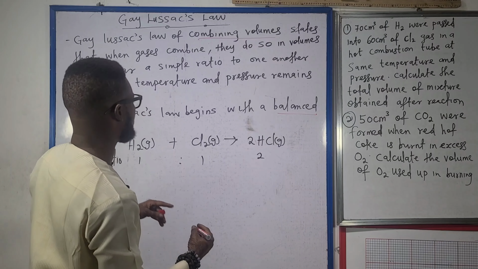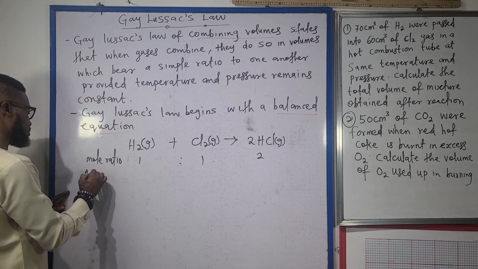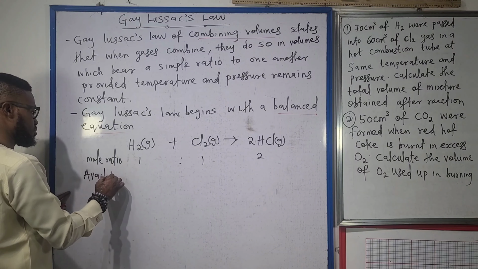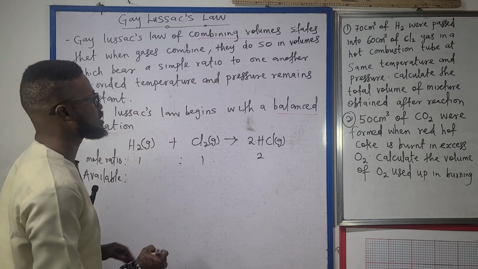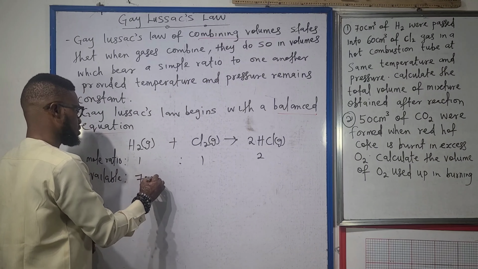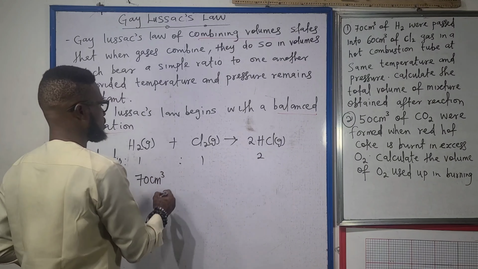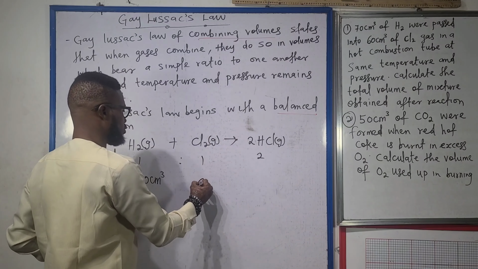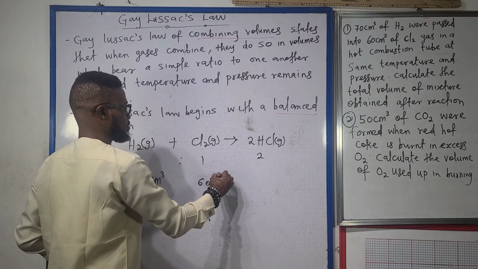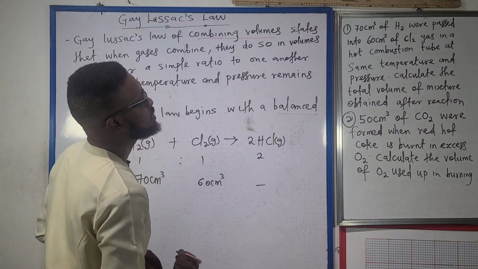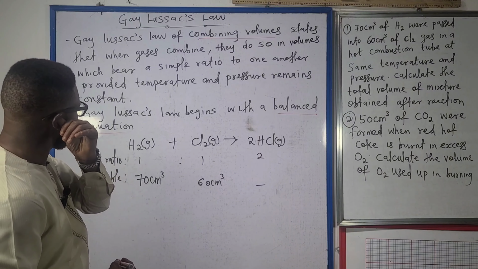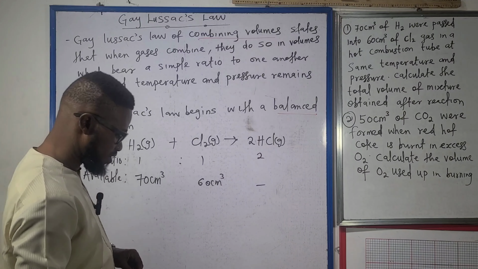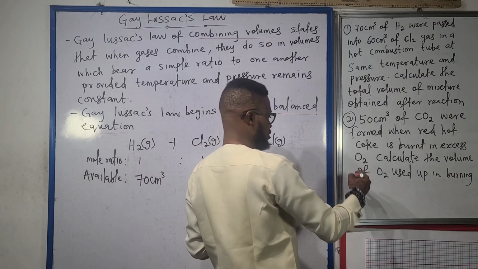Of course, we were told the volume available. We have 70 cm cube of hydrogen, and then we have 60 cm cube of chlorine gas, in a hot combustion tube at the same temperature. Calculate the volume of the mixture obtained at the end of the reaction.